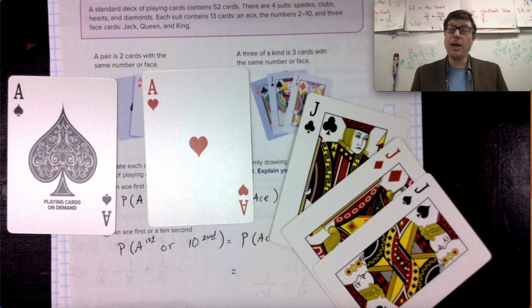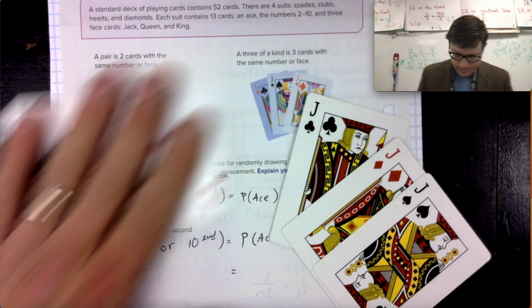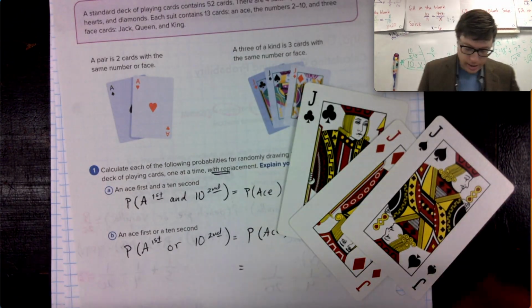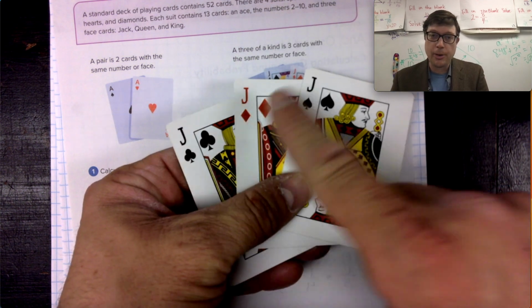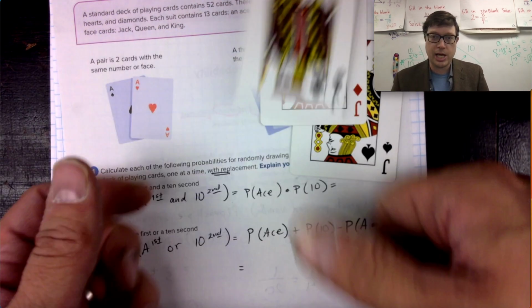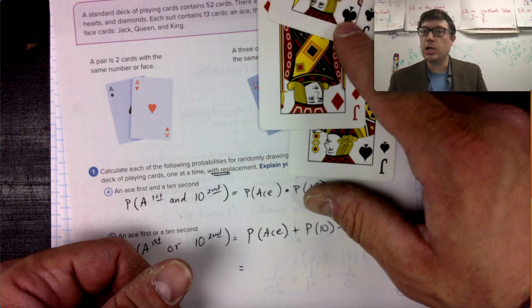A pair is two cards with the same number of faces. So this is a pair because they make a pair. Two of them. Now, a three of a kind is three cards with the same number on each face. So Jack, Jack, and Jack. Now, by the way, this is Jack of spades, Jack of diamonds, Jack of clubs.